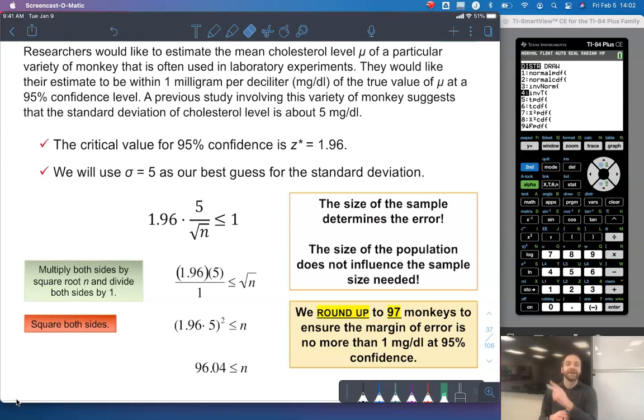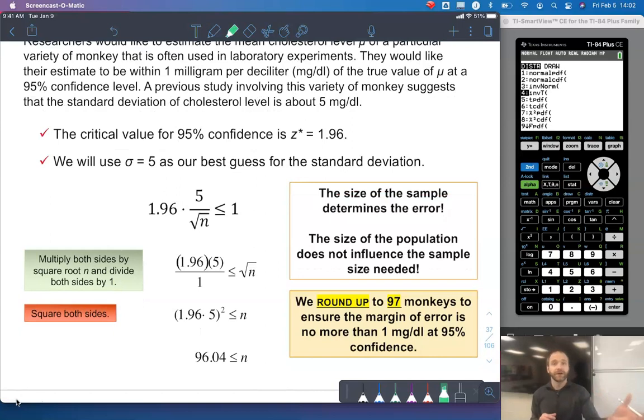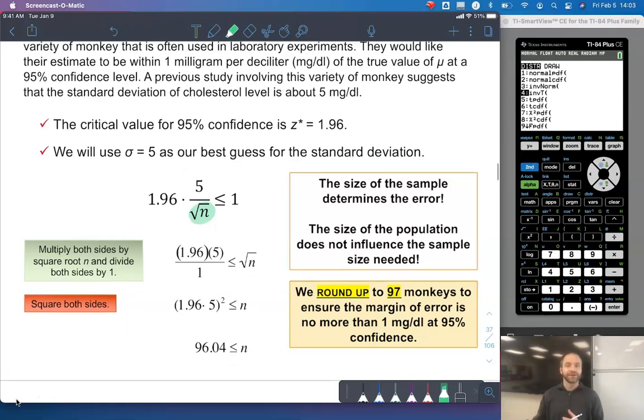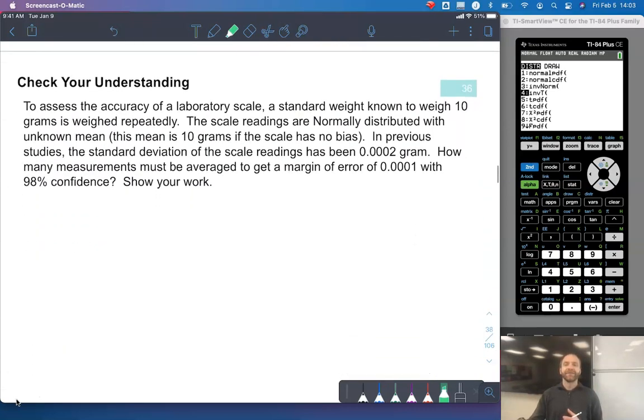Now, there is that box up there that says the sample size determines the margin of error. The sample size. Well, how do you know that? Awesome question. Glad you asked. Because it's in the formula. That's how I know. The sample size determines your margin of error. The size of the population does not influence the sample size needed. Say it with me. The size of the population does not influence the sample size needed. It's the margin of error that influences the sample size needed. And so in this case, we have our margin of error. And so you can see we round up, same thing we did with our population proportions when we did the margin of error.